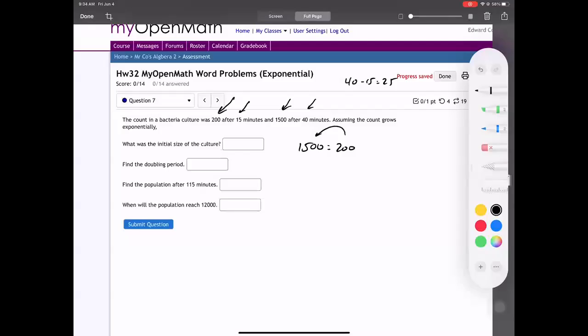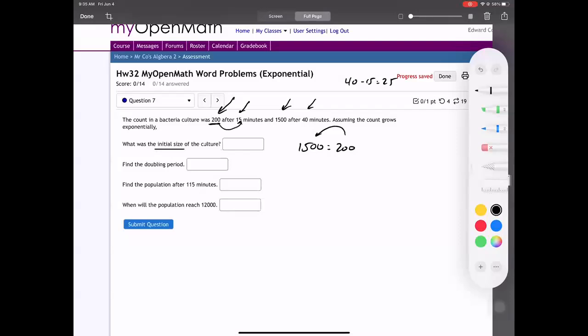Okay, so we're working on number 7. And the problem with this problem again is that it doesn't give us everything we need right away. We have to come up with some missing information, especially when they're asking what is the initial size. And you might think 200 is the initial size, but no, 200 is after 15 minutes.